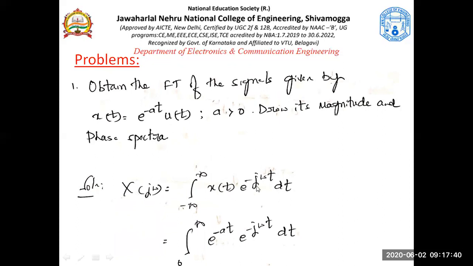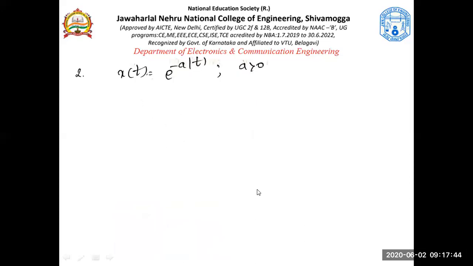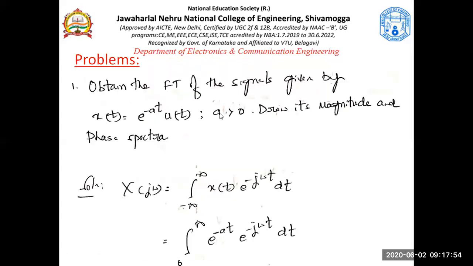Now let's move onward to the next problem. Again, this is not new to you. What was the difference between the previous problem and this problem? In the previous problem it was e power minus a t, and since it was e power minus a t, I had to tell where this e power minus a t exists. It exists from 0 to infinity, that needs to be told. That's why u of t accompanies this exponential.